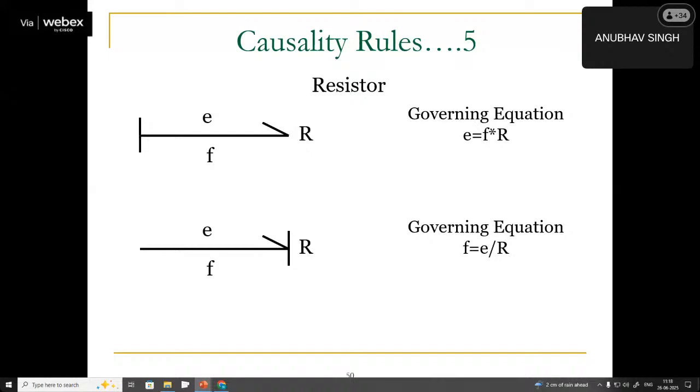Now similarly, the resistor. I hope it is clear to you now, what we have discussed in the earlier example. If flow is the source, or the causal bar is on the left-hand side, then E is equal to F times R. And if the causal bar is on the right-hand side, then F is equal to E by R. What is the cause here in the second? Effort. Effort is the cause, flow is the effect. In the first equation, flow is the cause, effort is the effect. Okay, so that's the idea.